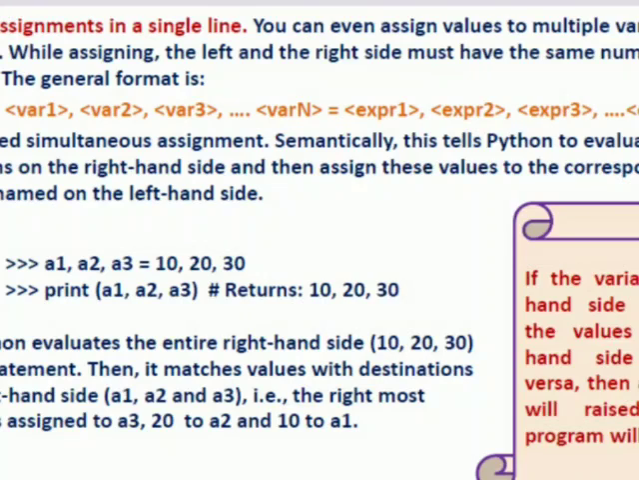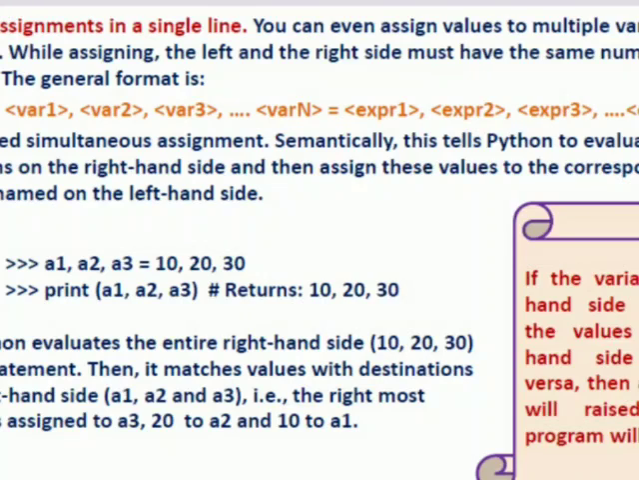So how to write this? 3 variables I have to take: A1, A2, A3. So separate them with a comma. How do we have to write? A1, comma, A2, comma, A3. 3 variables I have written. Then I want to assign the values. So to assign the values, I have to put which operator? Equal to operator. So we will write equal to 10, 20, 30.